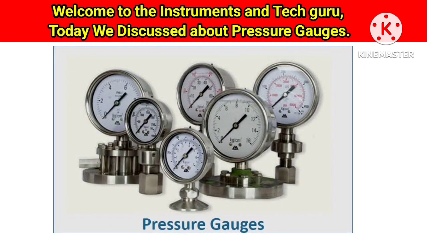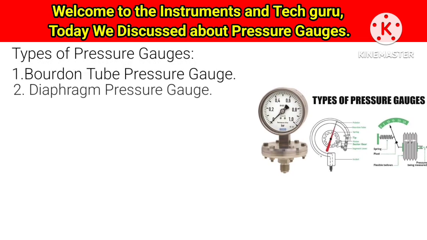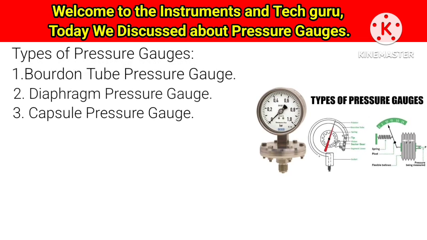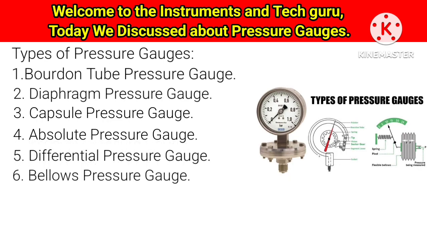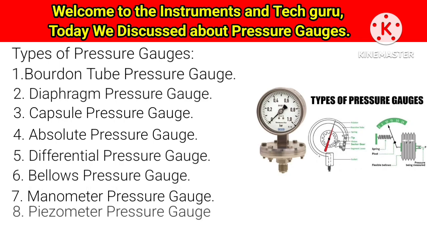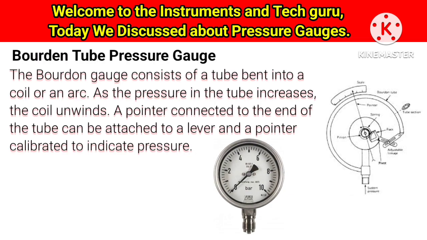Today we discuss pressure gauges. In this video, we discuss the types of pressure gauges: 1. Bourdon tube pressure gauge. 2. Diaphragm pressure gauge. 3. Capsule pressure gauge. 4. Absolute pressure gauge. 5. Differential pressure gauge. 6. Bellows pressure gauge. 7. Manometer pressure gauge. 8. Piezometer pressure gauge.